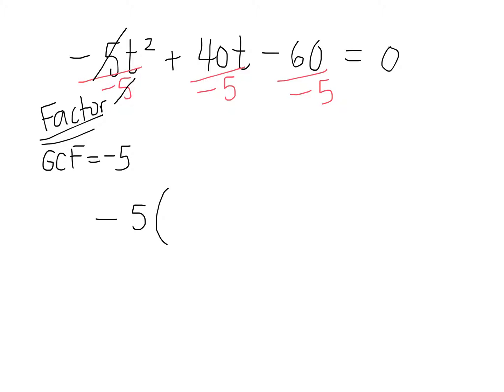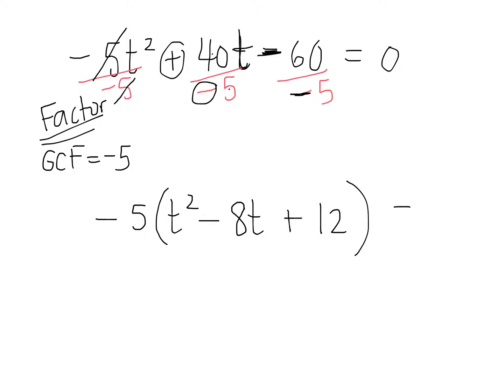What am I left with? T squared. Positive divided by a negative is negative. 40 divided by 5, 8t. Negative divided by a negative is positive. 60 divided by 5, 12. Equal to 0. Can this be factored more?